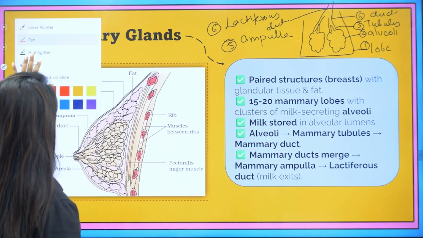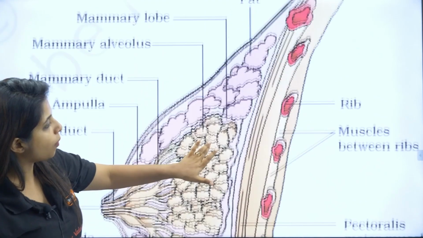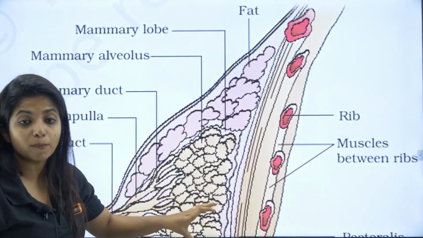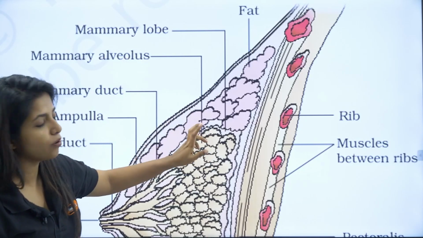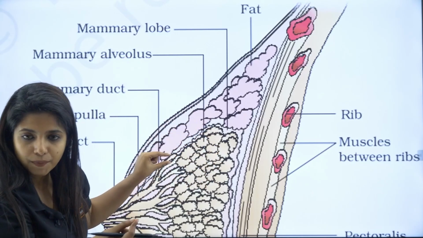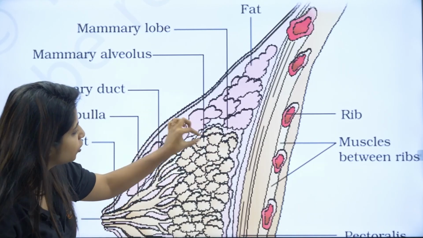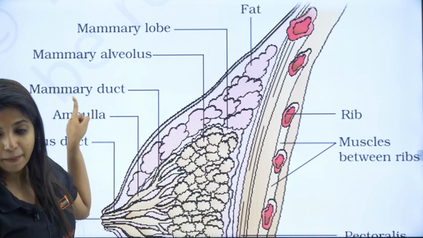Over here you have a picture by which you can understand things better. There will be a lobe which is not mentioned over here. There are multiple lobes. How many? 15 to 20. Each lobe will have mammary alveoli or alveolus, my dear children. These alveoli will have separate tubules, mammary tubuli, and then the tubuli will come together to form the mammary duct, as you can see over here.